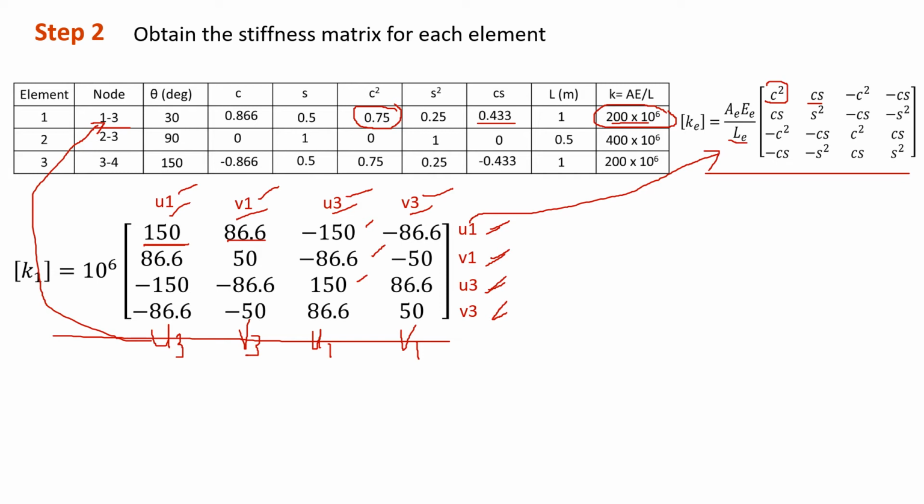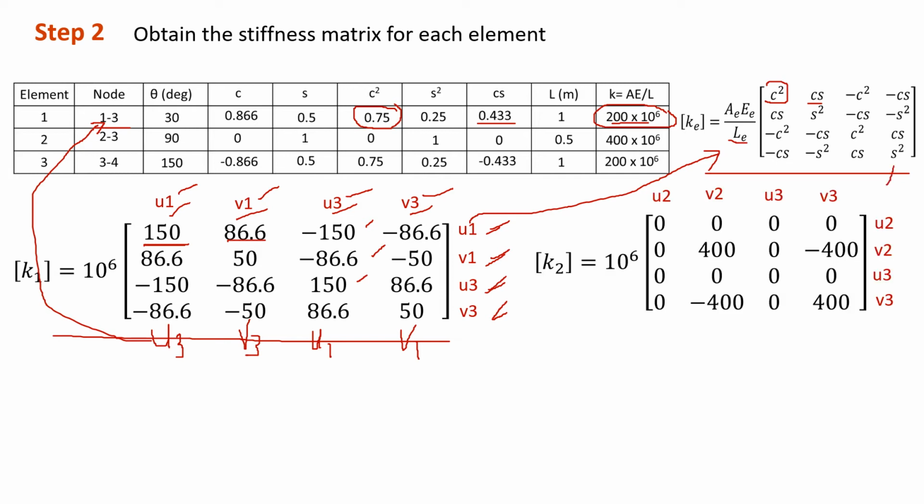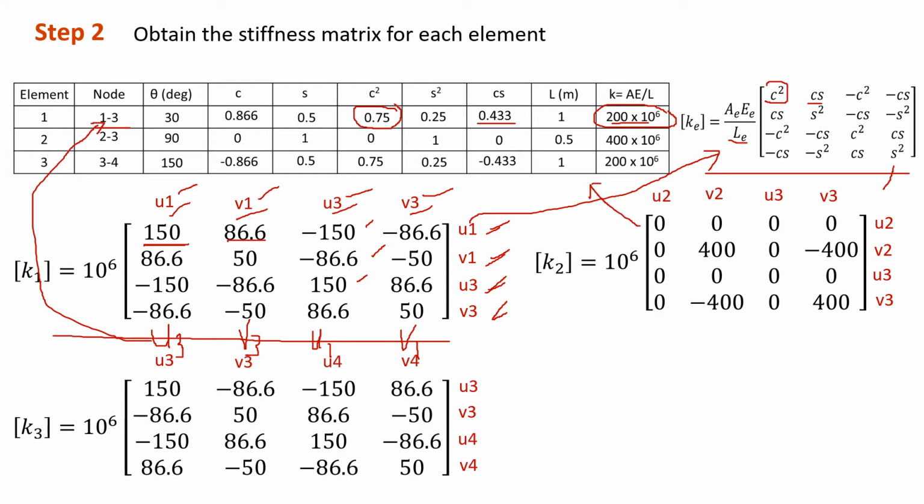And the second element, and for the third element, by using the same method, by using this matrix and referring to this table, you can obtain the K matrix for the second element and the third element. Element 2 is connected from node 2 to node 3, meaning that the column starts with U2, V2, U3, V3. While element 3 is connected from node 3 to node 4, so it starts with U3, V3, U4, V4. The same case for the row: U3, V3, U4, V4.